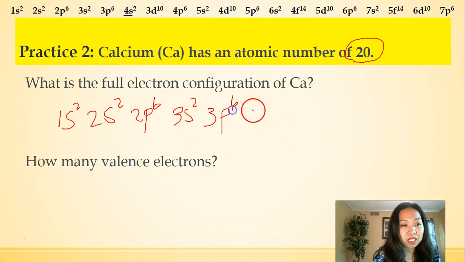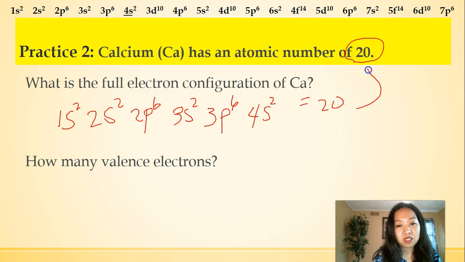So 3p6 and then 4s2. To verify, we're going to count each one of the superscripts. 2 plus 2 is 4, plus 6 is 10, plus 2 is 12, plus 6 is 18, plus 2 is 20. That's what we're looking for. Very good. So the full electron configuration of calcium is 1s2, 2s2, 2p6, 3s2, 3p6, 4s2.